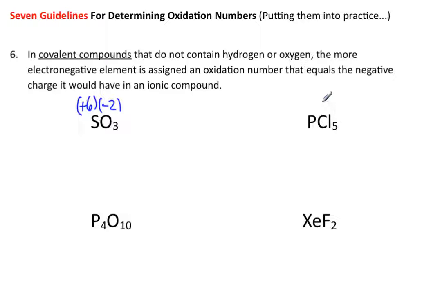PCl5, well, chlorine is more electronegative. It gets a -1 oxidation state, leaving phosphorus to have an oxidation state of +5. Here's one, P4O10. So again, oxygen is more electronegative. It gets its most common charge of -2, and there's 10 oxygens, giving -20, which means each phosphorus must have a charge of +5, because +20 and -20 add up to 0. Fluorine always gets its charge, which makes xenon, in this case, +2. So now you can see how you start applying multiple oxidation states.